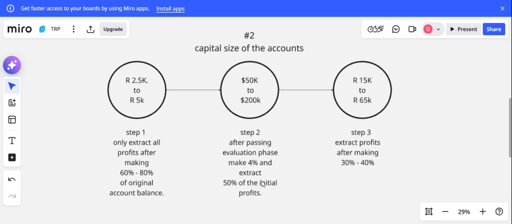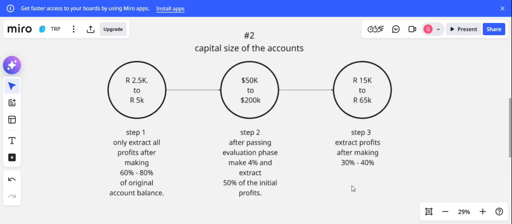I'm going with it. Then with those profits, you just deposit into the live account, you reinvest into the live account. This is a substantial amount, right? These amounts. The reason why I say 15 to 65K is because you need to be able to pay yourself. You need to deposit a certain amount where if you make a certain percentage of that amount, you can pay yourself, right? Step three: extract profits after making 30 to 40%.